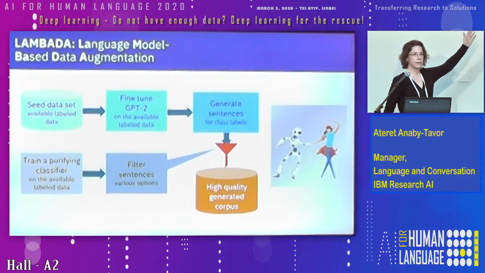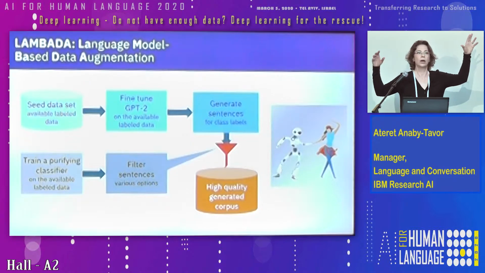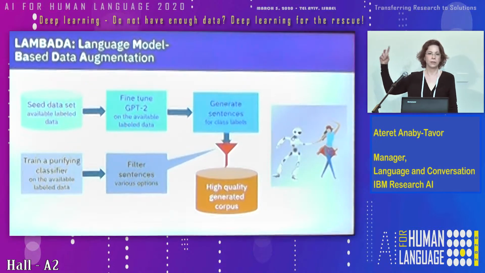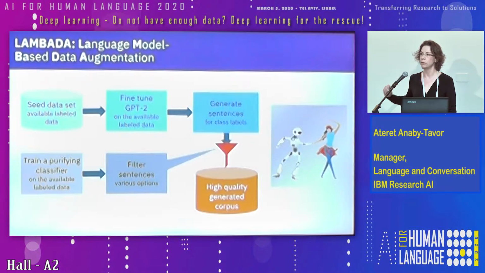So our system is called Lambda. Lambda stands for Language Model-Based Data Augmentation. And at the heart of Lambda, we have two innovations, two main processes. First is the generation. We already touched on GPT, right? So what we did is as follows.